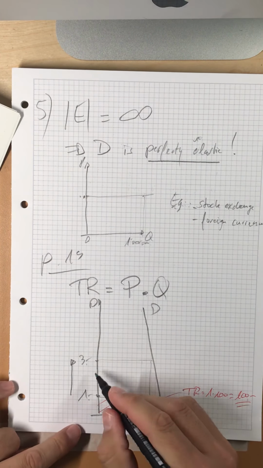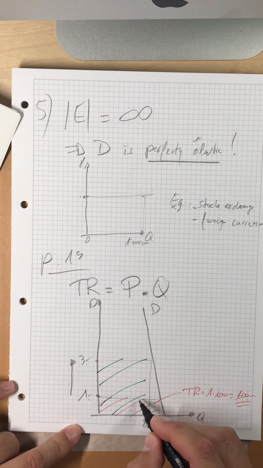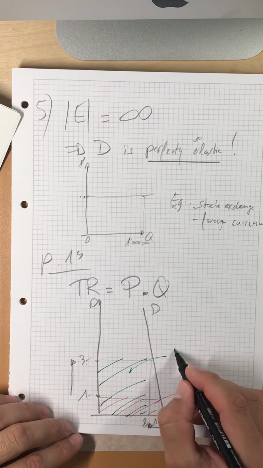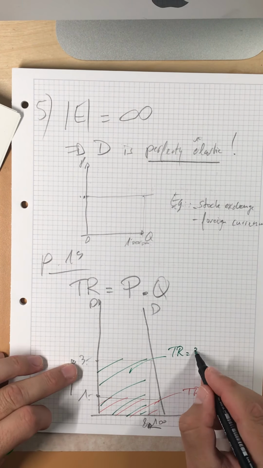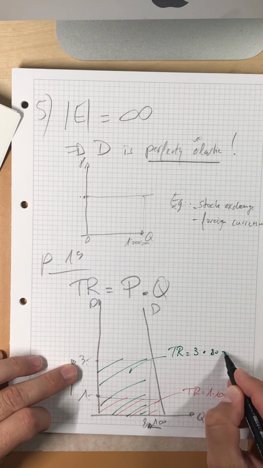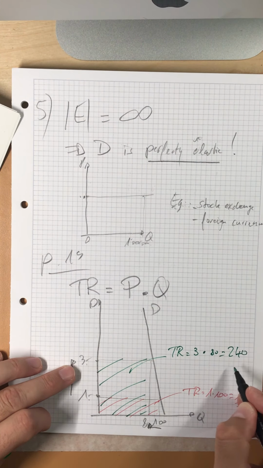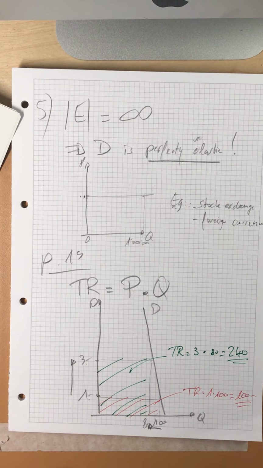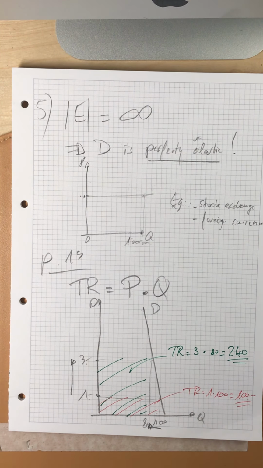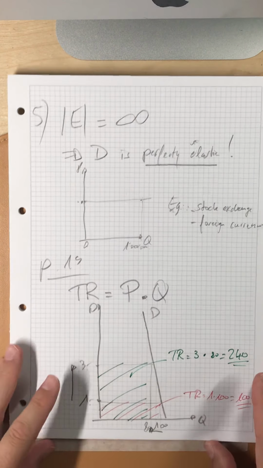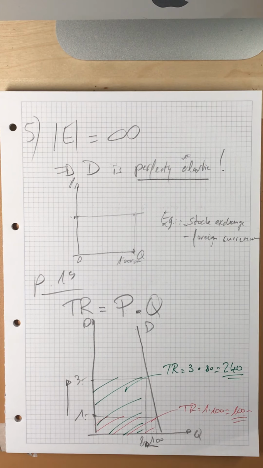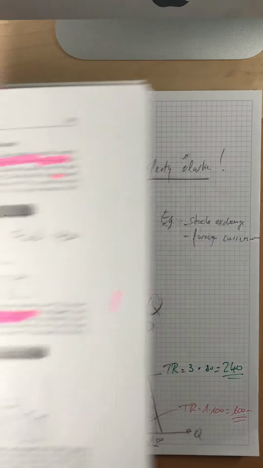Second situation is in green. Okay, this total revenue is price times quantity, 240. So that's much bigger. So in the case of demand which is inelastic, you will have an increase in the total revenue. Good. That's the first case here.